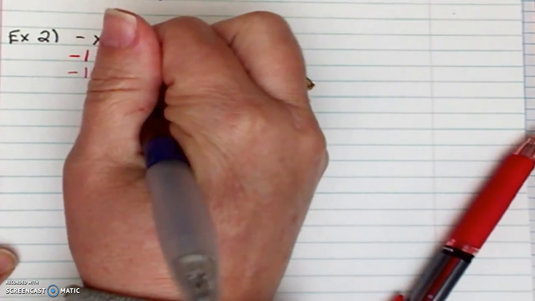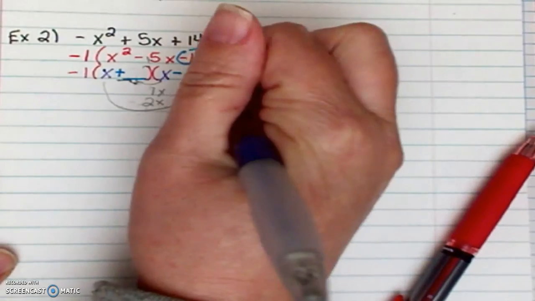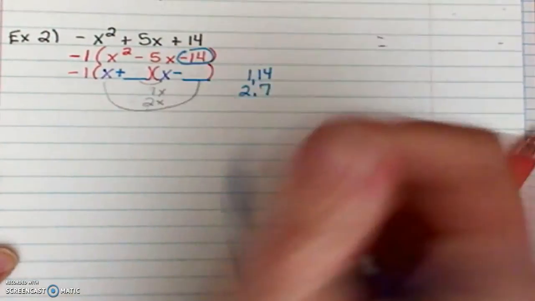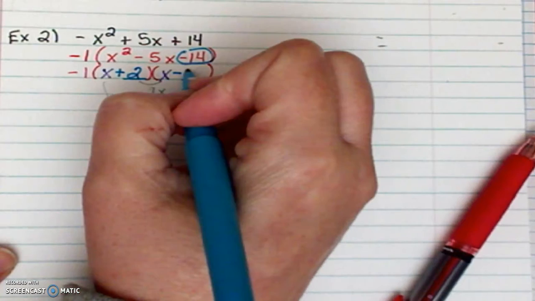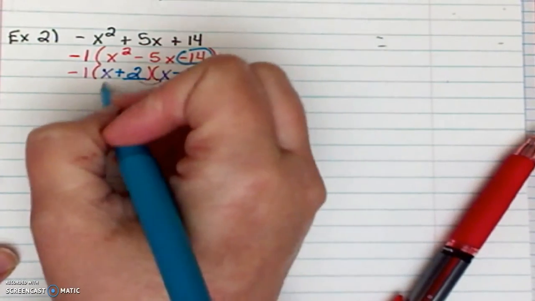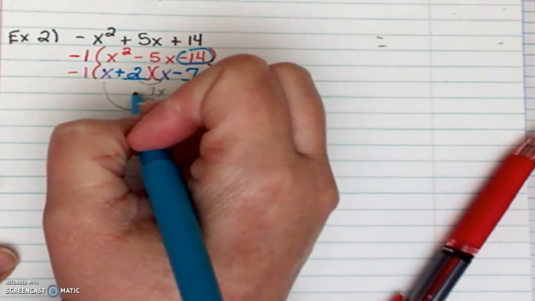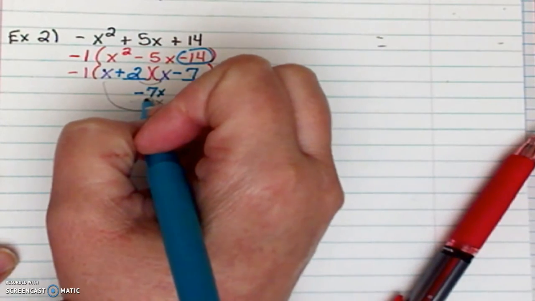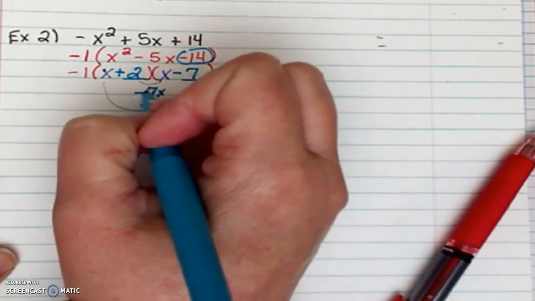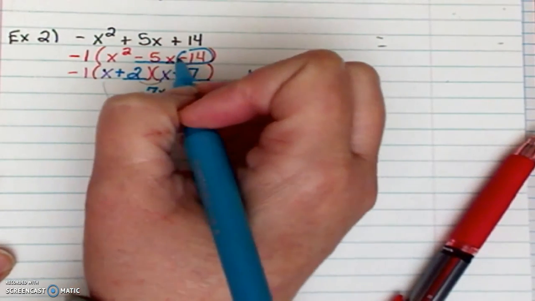Now, just because I put mine in pen, I'm just going to switch the two numbers around. So you would have a positive 2 and a negative 7. When you multiply the outer together, you get negative 7x. And when you multiply the inner together, you get positive 2x. And if you group those together, you do get this negative 5x.